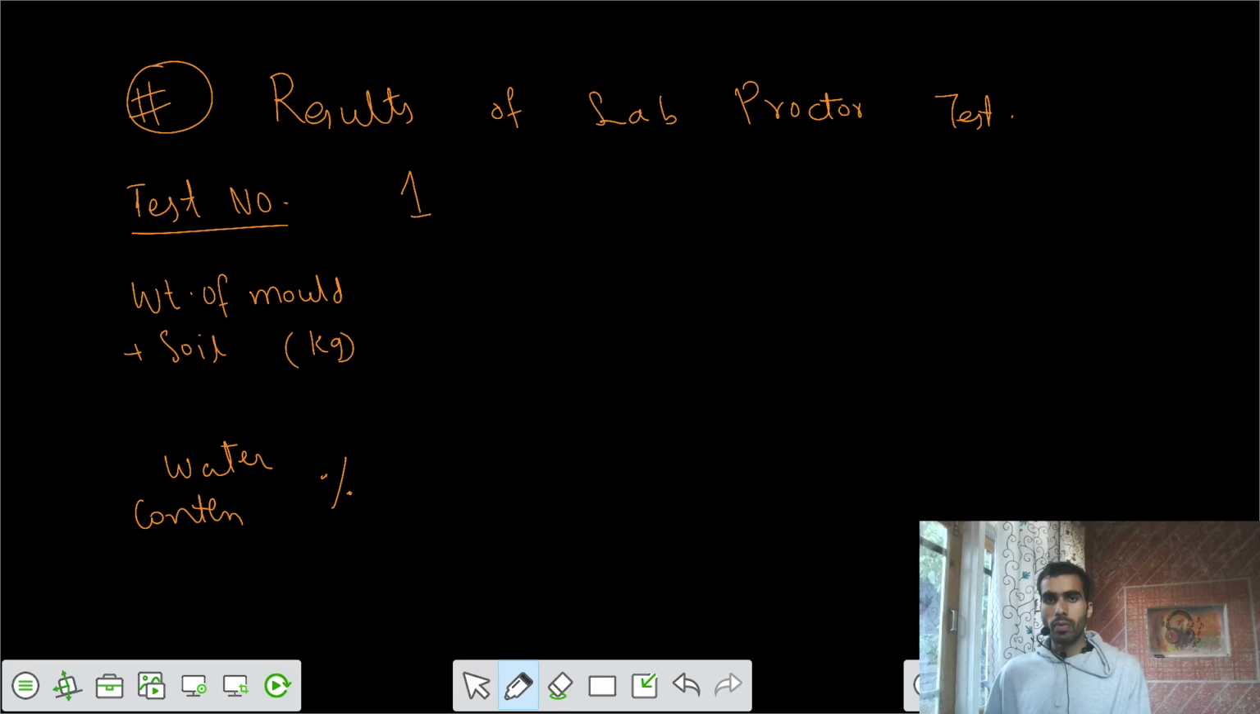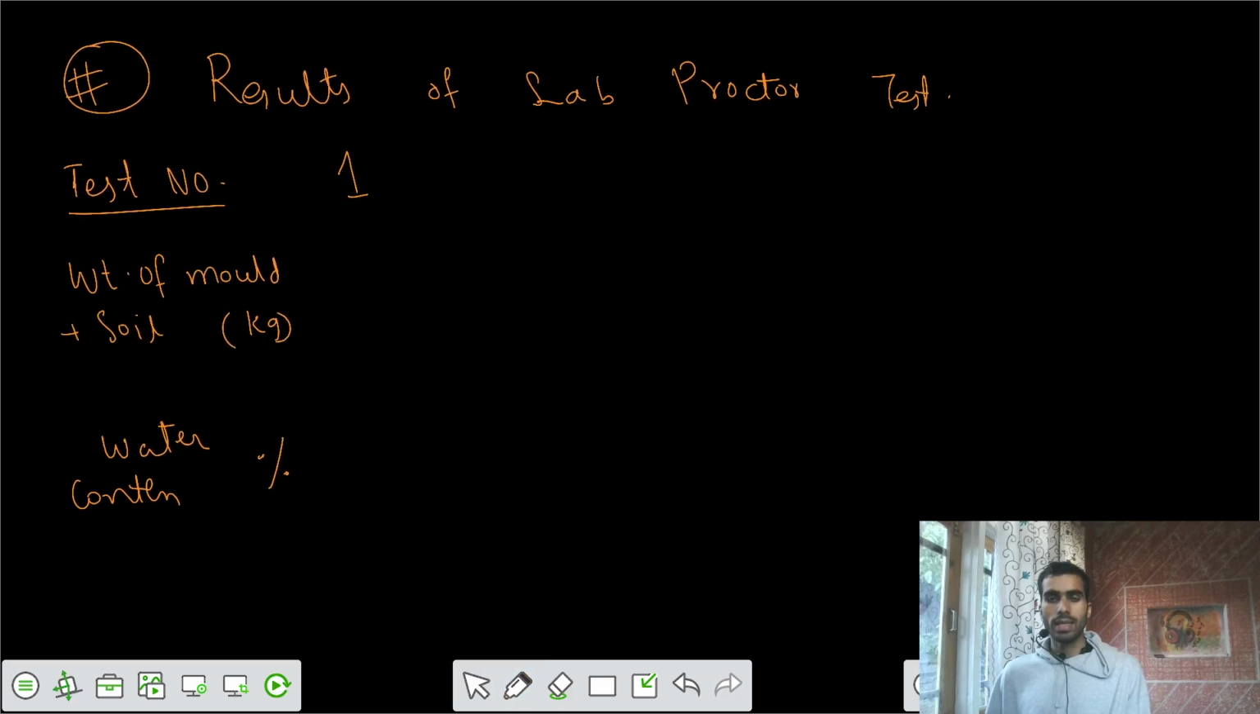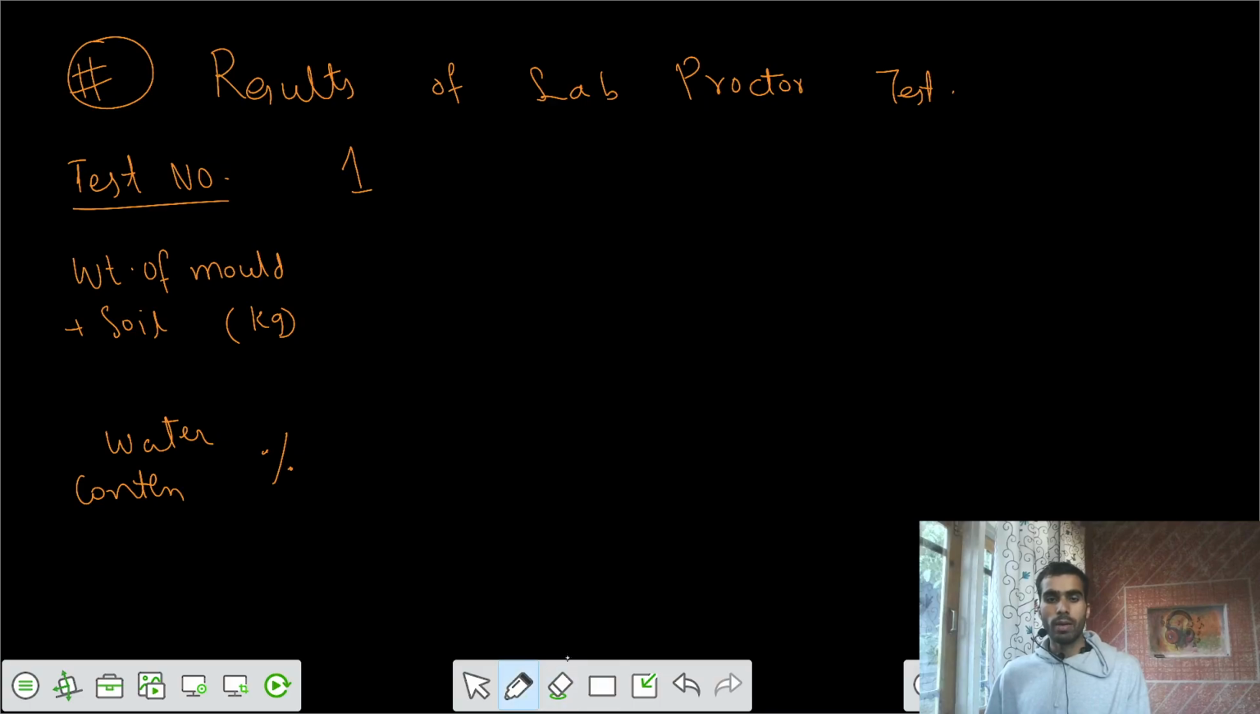So we have this lab Proctor test, the test performed in the lab, and we have performed a few trials. Let's say in the first trial, the weight of soil plus the weight of the mold is 3.526 kgs, and the water content in that test was 8.33%. The second test was performed, and in that case, the weight of the soil plus the weight of the mold is 3.711.